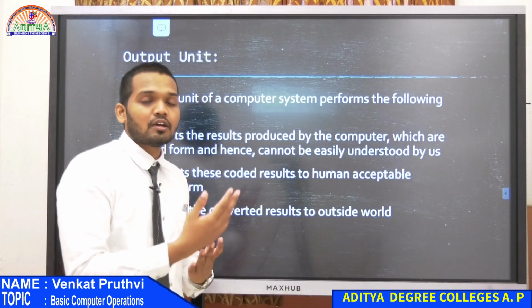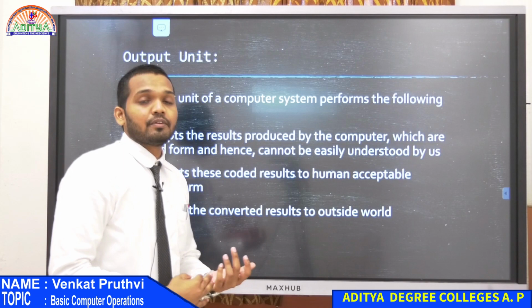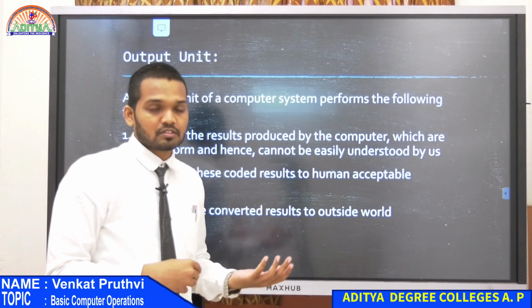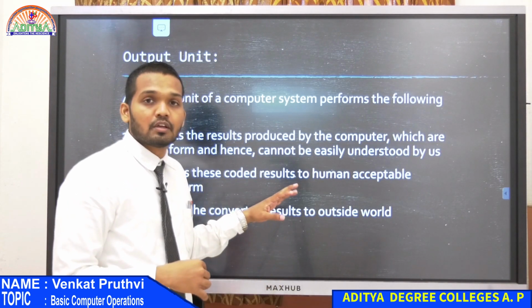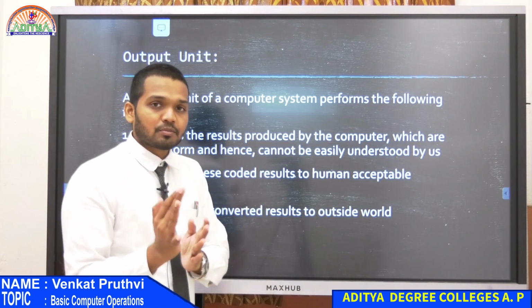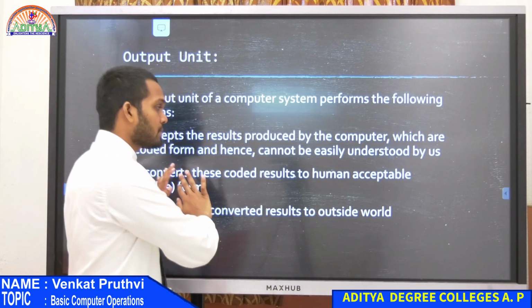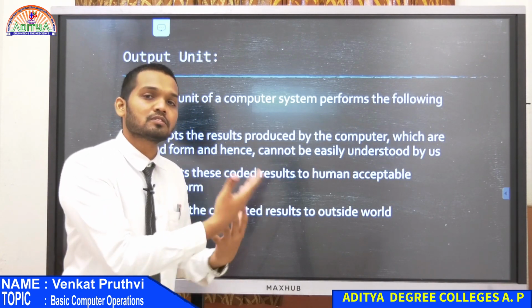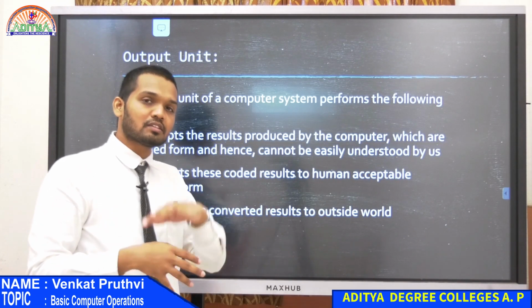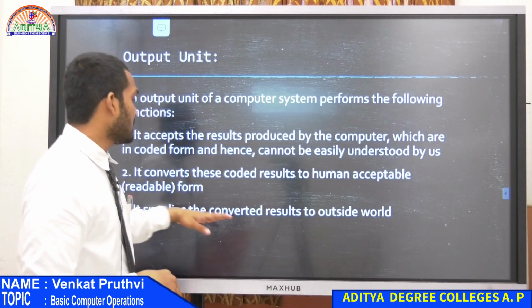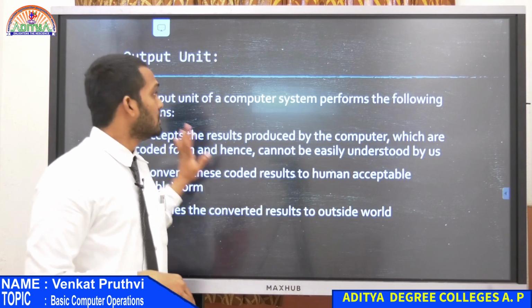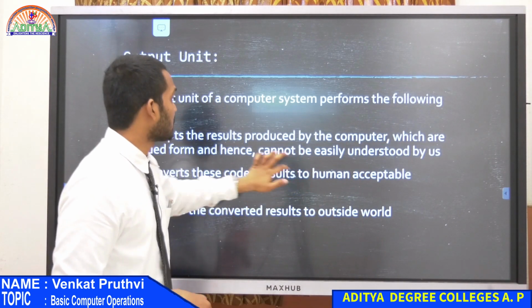Once the processed information is given by the CPU to the output unit, it starts its conversion process and converts it into human readable form. That is, suppose you are giving it in English, you will get the same thing. It supplies the converted results to the outside world. This is about the output unit.